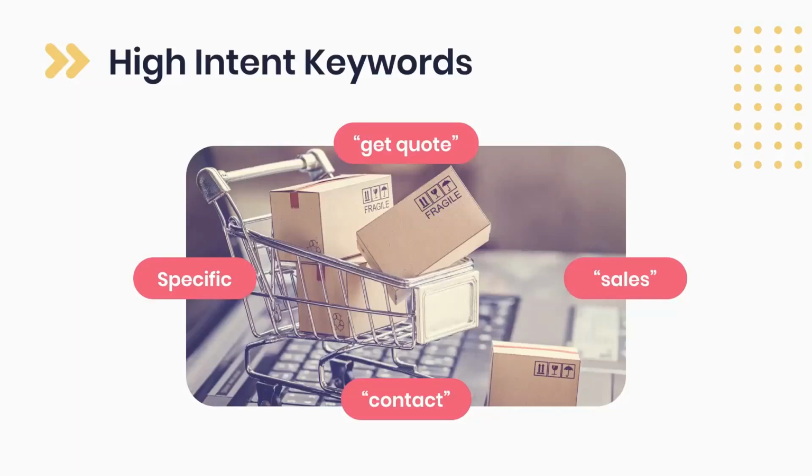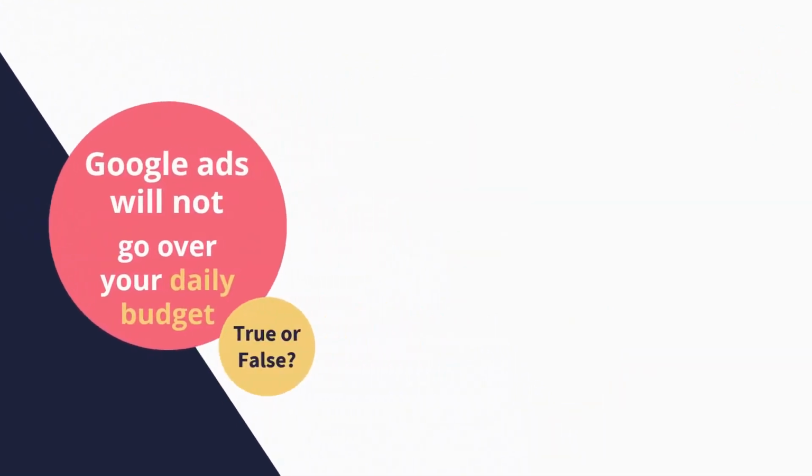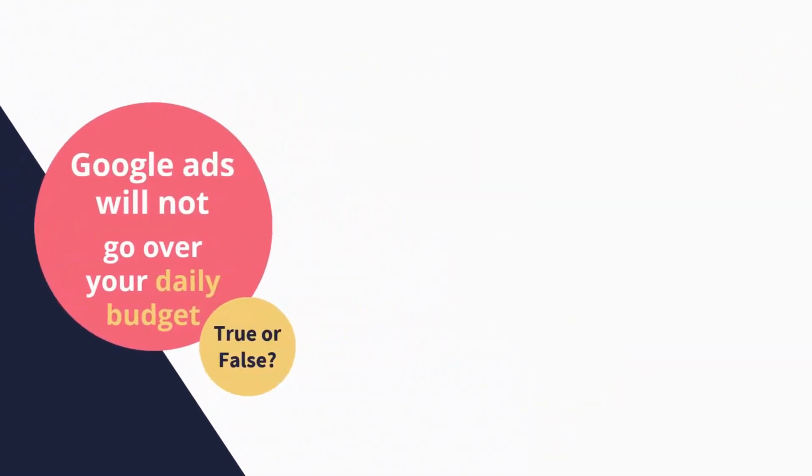Another question that I have for you, please tell me, true or false, Google Ads will not go over your daily budget. Is it A, true, or B, false? And the answer is B, false. Google will sometimes go over your daily budget, but it will not spend more than your total budget for a campaign, providing that you have calculated it correctly.